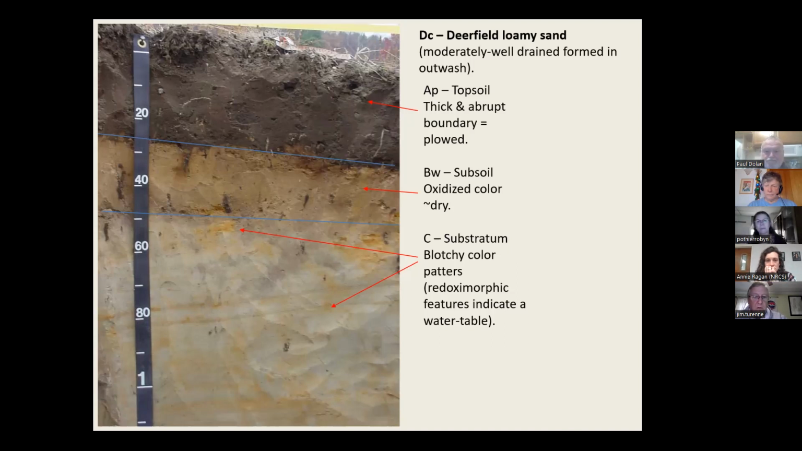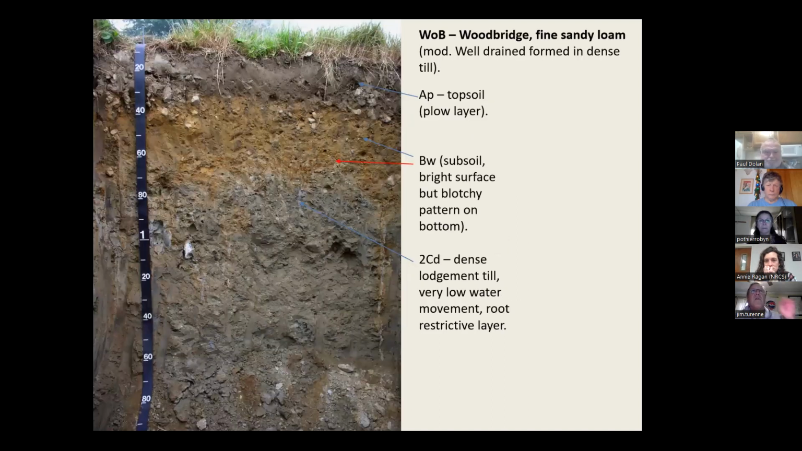Go next. All right, hopefully you can see the Woodbridge. Very similar as far as drainage, moderately well drained. This soil, though, formed in a dense glacial till deposit. So it still has a plow layer. It has that bright Bw.